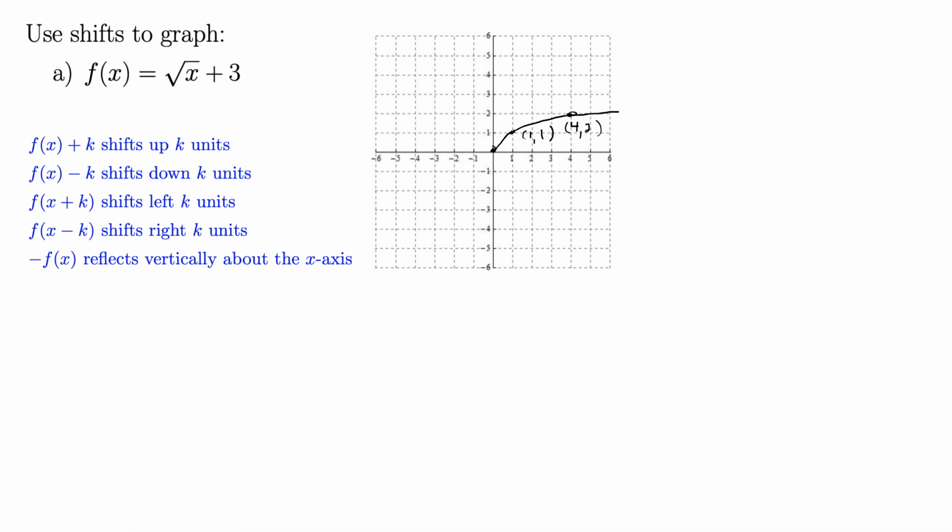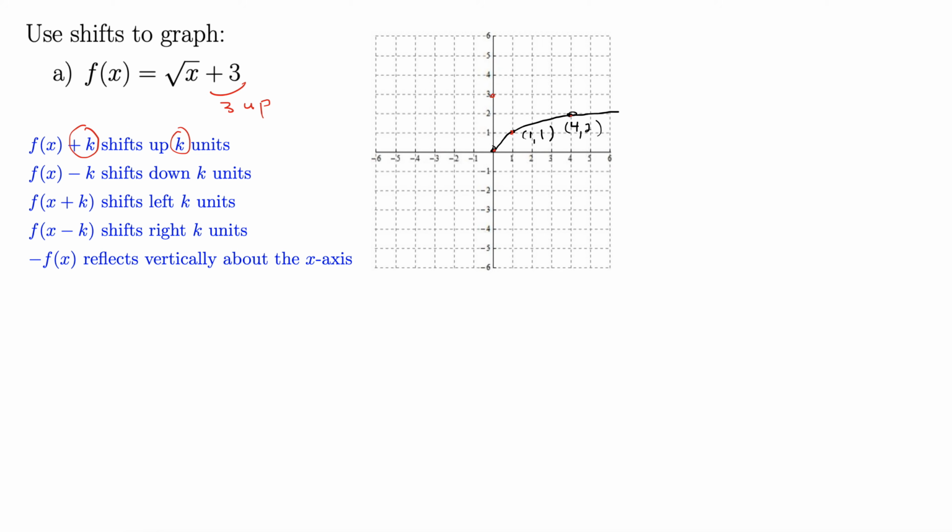Now, what does the plus 3 do? Here are the rules for shifting, and it says right here that f of x plus k shifts up k units. This is assuming k is positive. So this is going to go 3 up. Okay, so we just take our graph that we just got done doing, and we take these anchor points here. We have these 3 points that we know, and we shift each one of them up by 3.